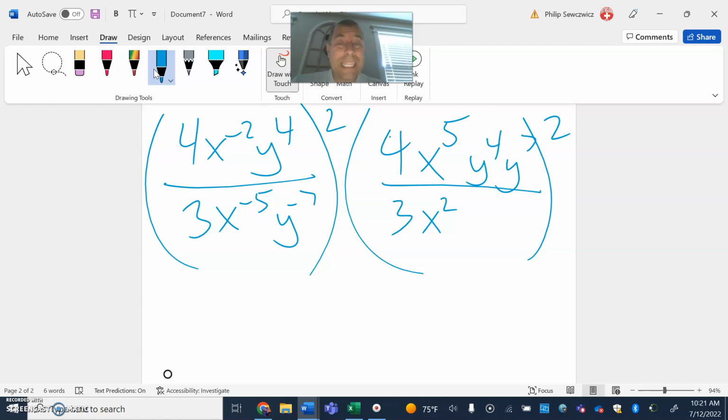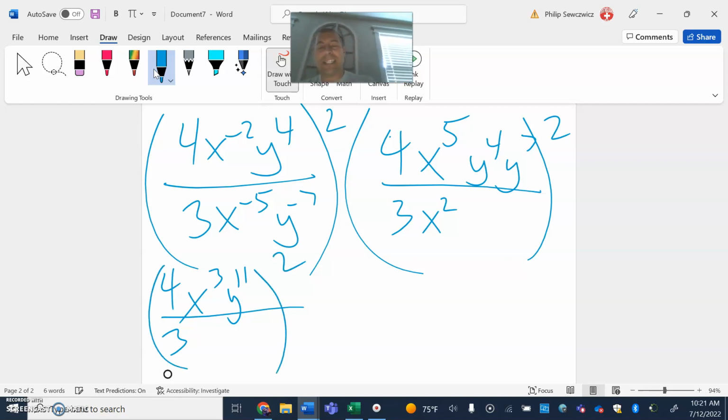Now, I still have more to clean up in here. So that 2 on the outside, just keep it out there for right now. 4/3, nothing's going on there. Let's subtract. So that's going to be x to the third power. And then, multiplying, so we're adding, so that's y to the 11th power. Now I'm all raised to the second power. Nothing else to clean up inside that fraction, so now we're ready to go. Send it on in. 16 ninths.